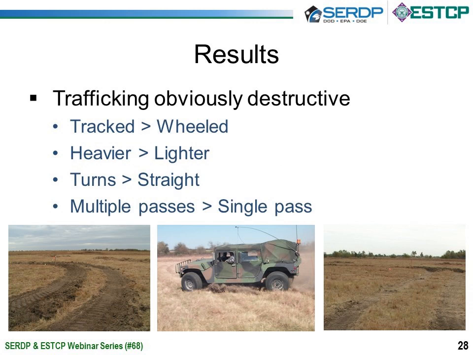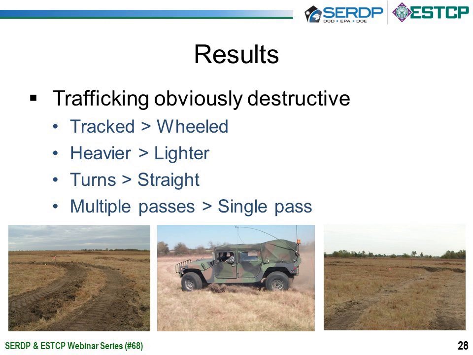The expected general results were found from this study. First, that tracked vehicles were more destructive than the wheeled vehicles, especially when turning. Heavier vehicles caused more damage than lighter vehicles. Turning was more destructive than driving straight, regardless of the type of vehicle, due to the shearing forces that occur in the turns, and multiple passes are more destructive than a single pass.